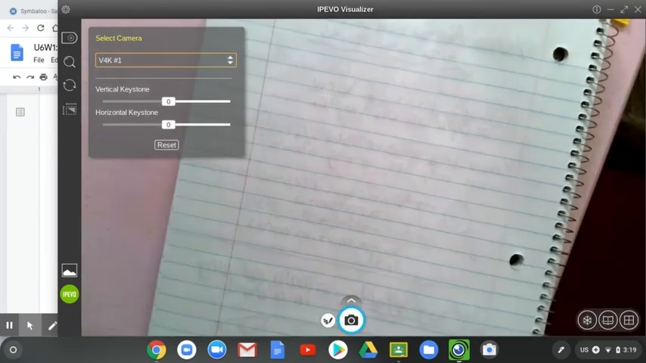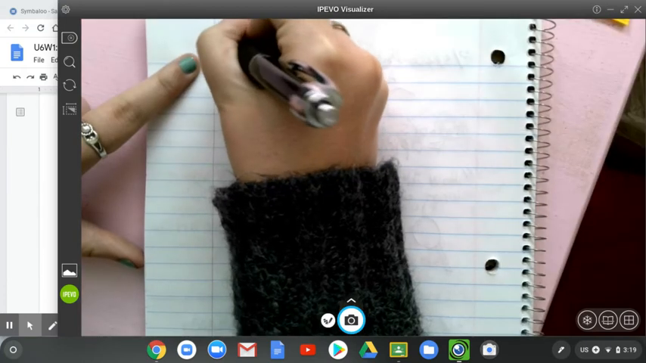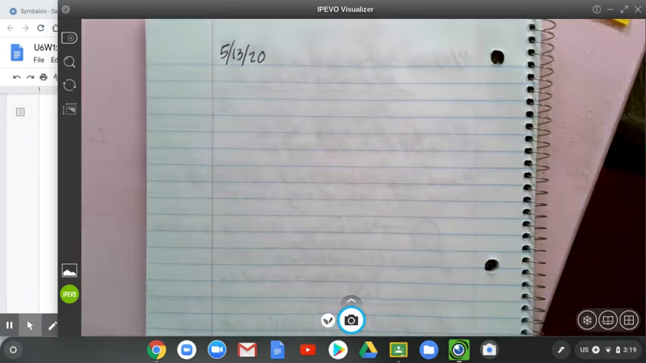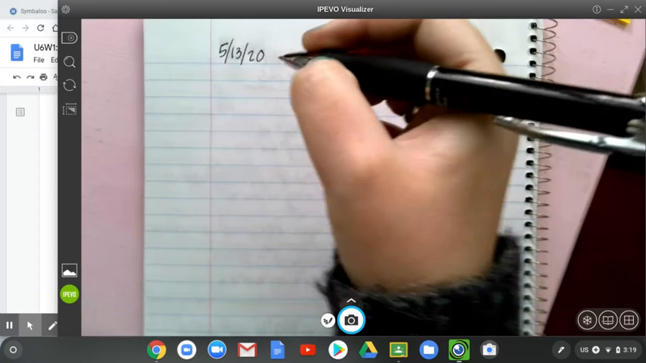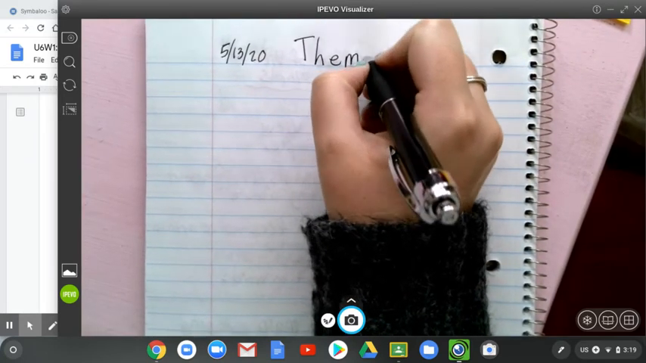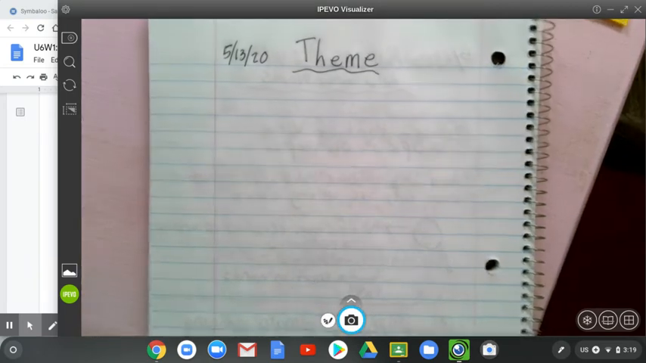So as I straighten this out, you can title our page. You should be doing this on 5/13/20. And our first page of notes is going to be on theme. We're going to review it, and I'm going to give you a couple other things today to help you to identify the theme. In our target, there was two things.